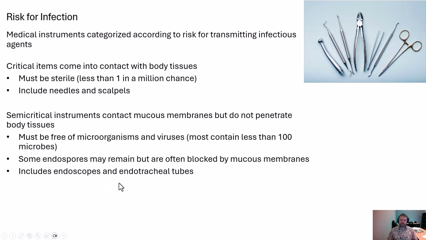Okay, these are instruments that are often encountering mucus layers, but not penetrating tissue. So things like an endotracheal tube, or things that might be stuck into different orifices of the body for a limited time or potentially a long time. Those are considered semi-critical instruments. Often these are rubber or plastic instruments, and so sterilizing them is very difficult.